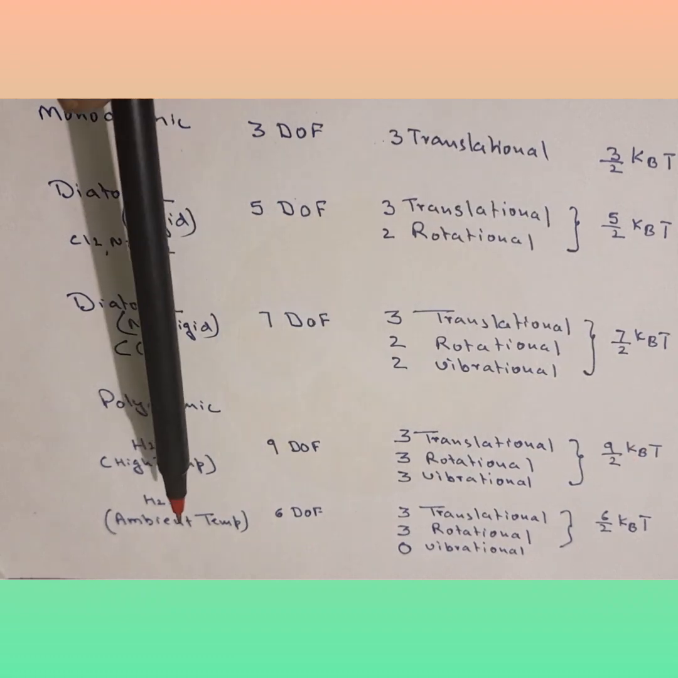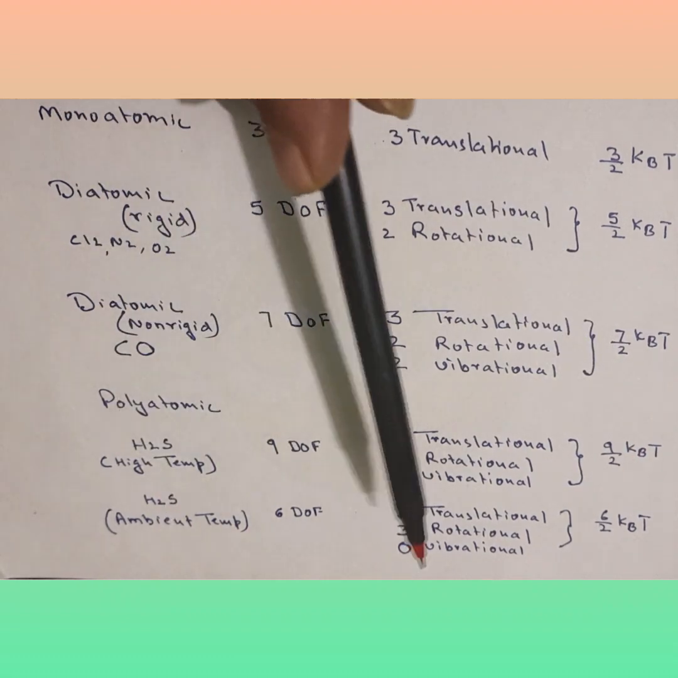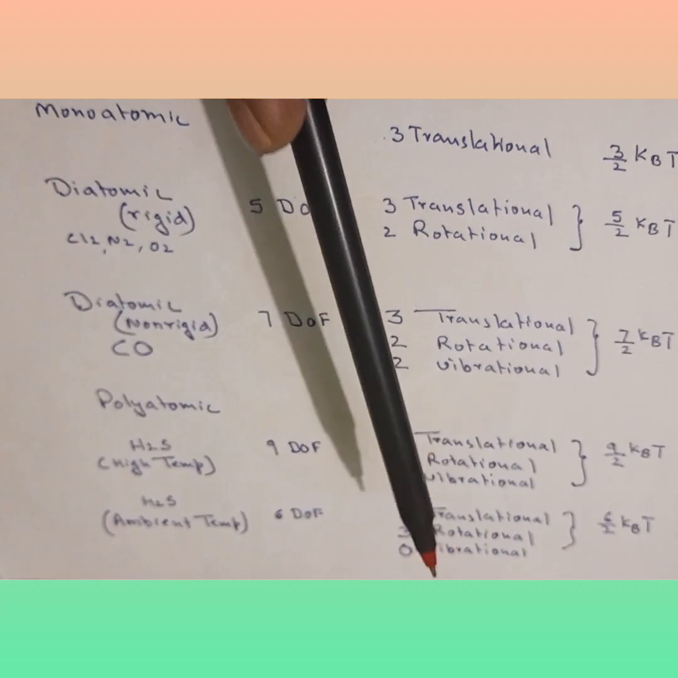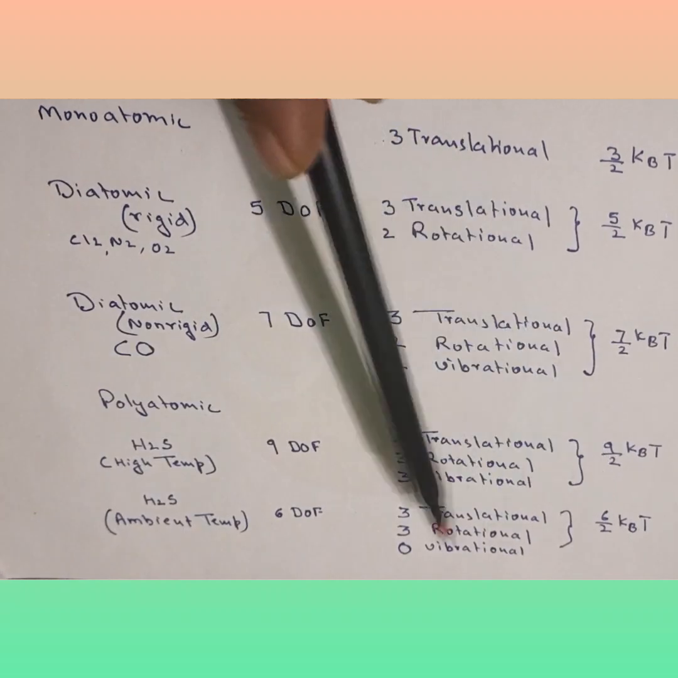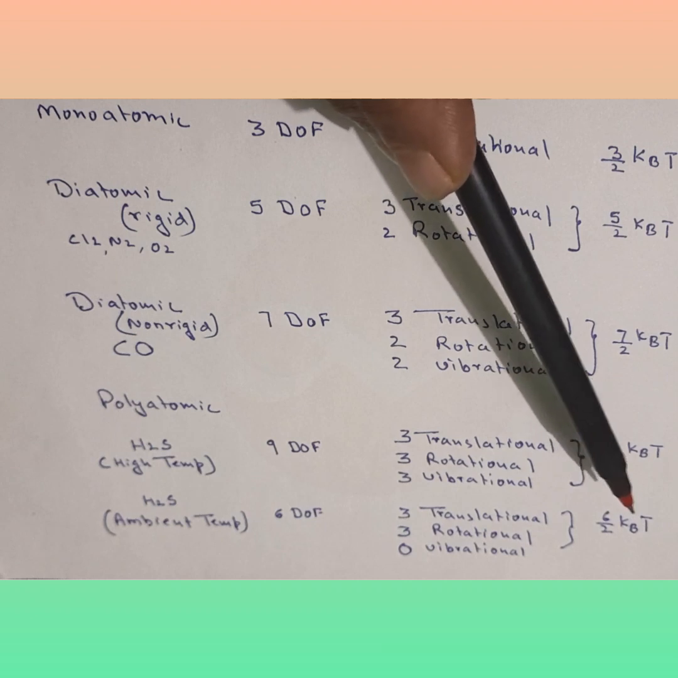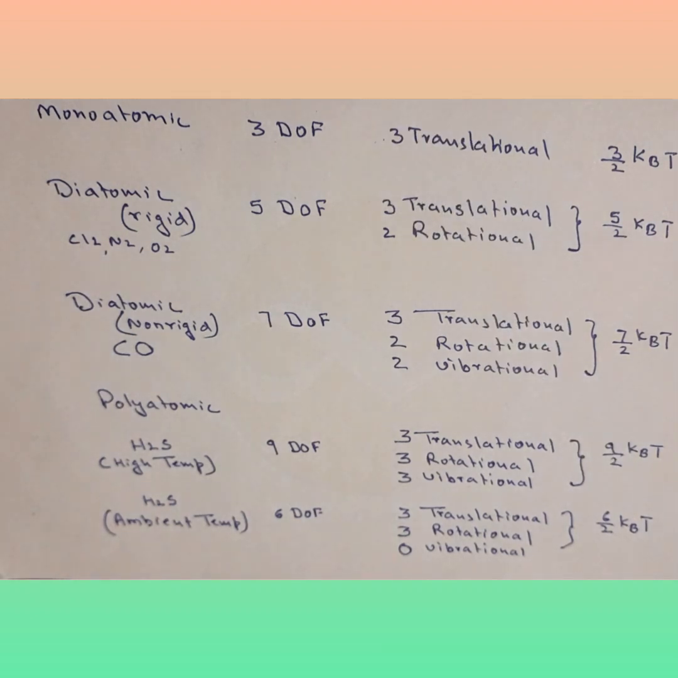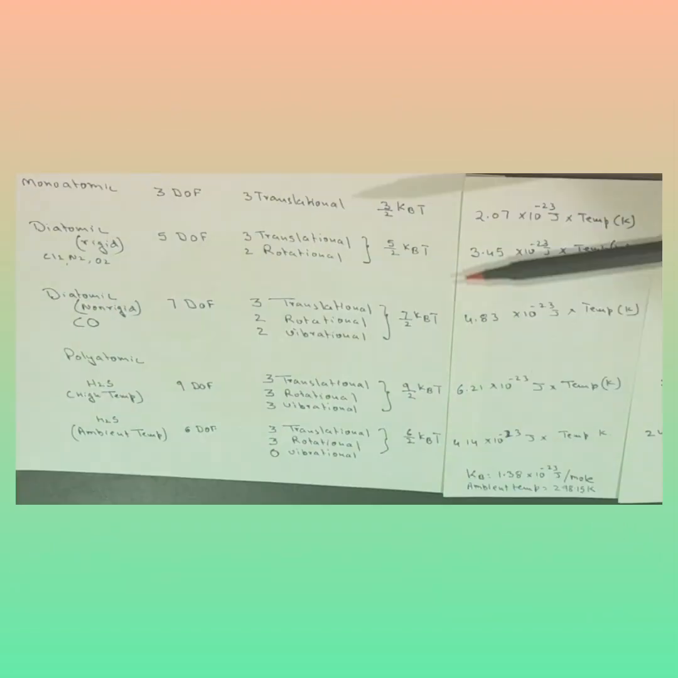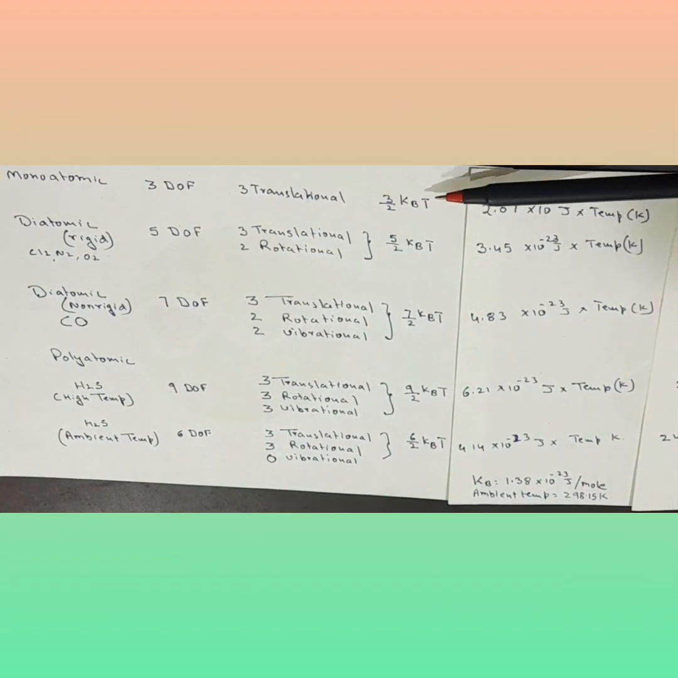kBT. Whereas in case of ambient, there is no vibrational motion, owing to which it comes to 6, and it comes to 6 by 2. The kinetic energy comes to 6 by 2 kBT. So these are all the kinetic energies that we saw. I have been involving kBT.